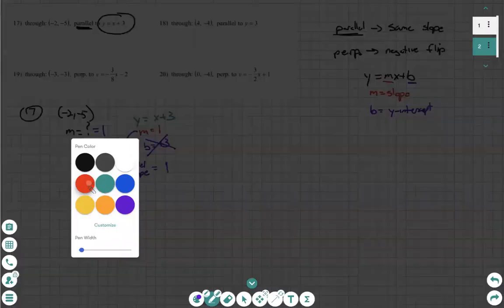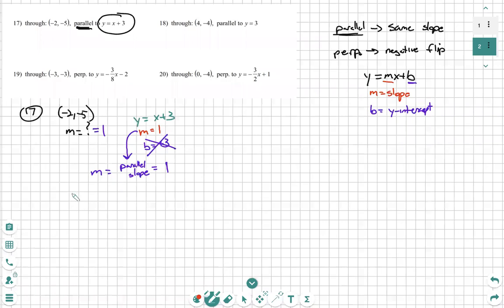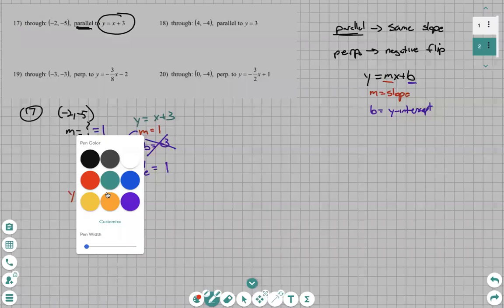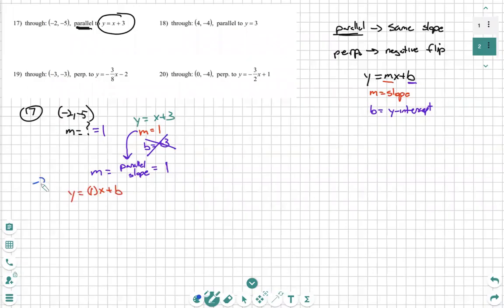Next, all I have to do is start filling this out, right? And notice I need to solve for my b next. So I'm going to plug in the point -2, -5 into our x and our y: -5 for y, -2 for x, and all you're going to do is solve for b. That is all. So let's start slowly cleaning this guy up.